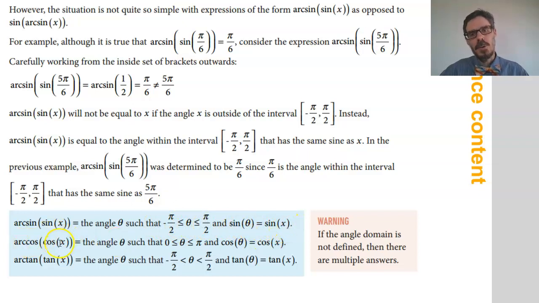And arccos of cos gives me back the reference angle between 0 and pi that has the same cos value. And arctan of tan gives me back the reference angle between minus pi on 2 and pi on 2 that has the same tan value.